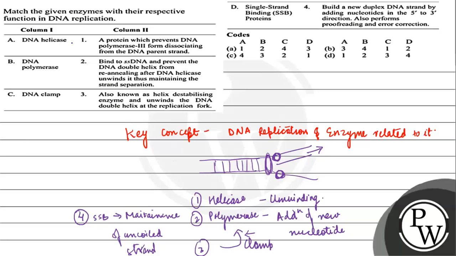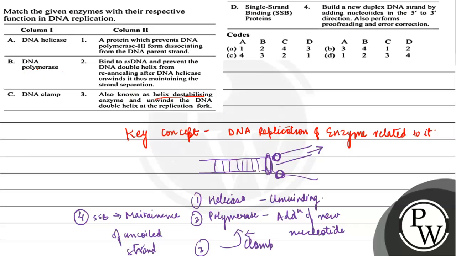Now, let us look into the columns. First column, DNA helicase. DNA helicase is also known as helix destabilizing, because it is not stabilizing but destabilizing the DNA and opening it, it is uncoiling the DNA. That is why it is called a destabilizing enzyme, and it unwinds the DNA double helix at the replication fork. This is a replication fork because it looks like a fork-like structure.